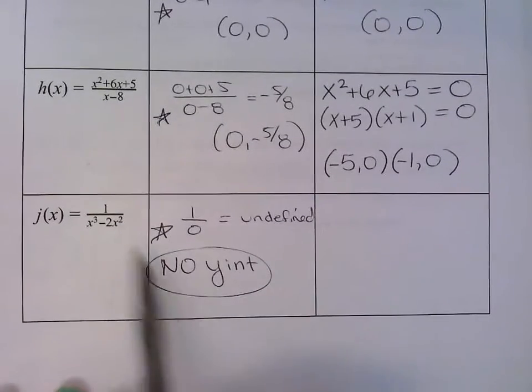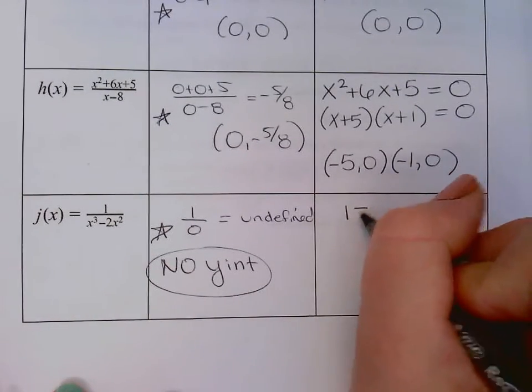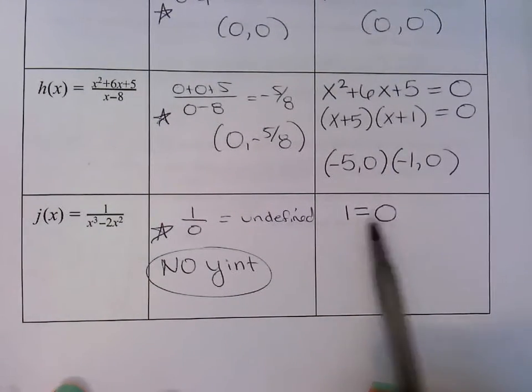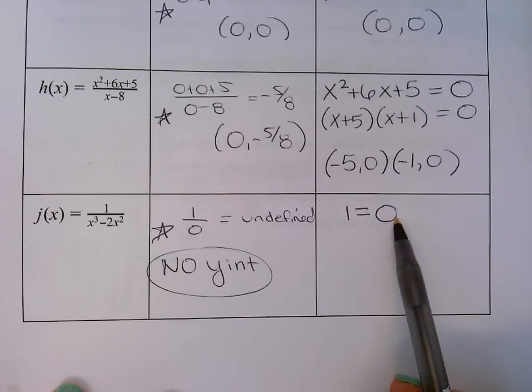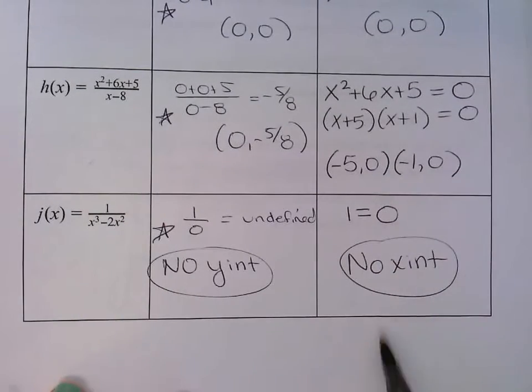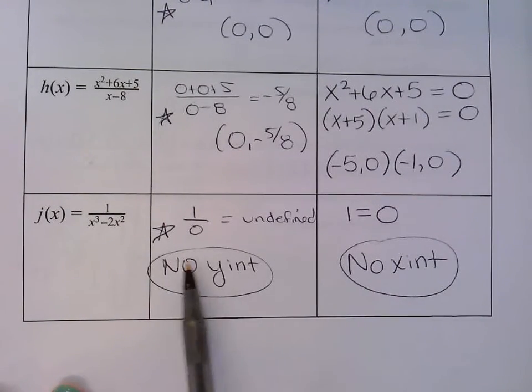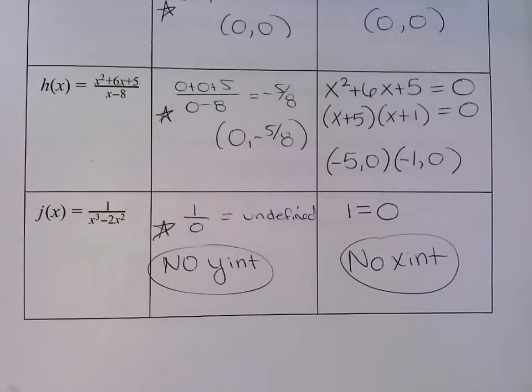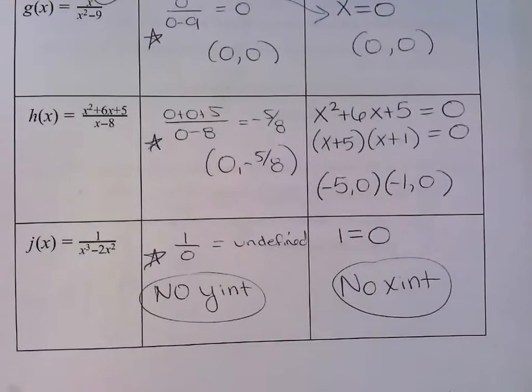And then what happens with j of x? My numerator is 1. So can 1 ever equal 0? No. So there's actually no x-intercept for this problem. Similarly, there was no y-intercept on that same problem, probably an asymptote issue. All right, so those are your first two steps for any rational function that you look at. y-intercepts and x-intercepts. So you plug in 0 first, set your numerator equal to 0.